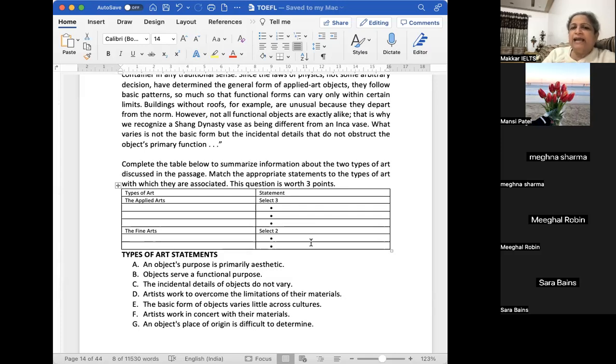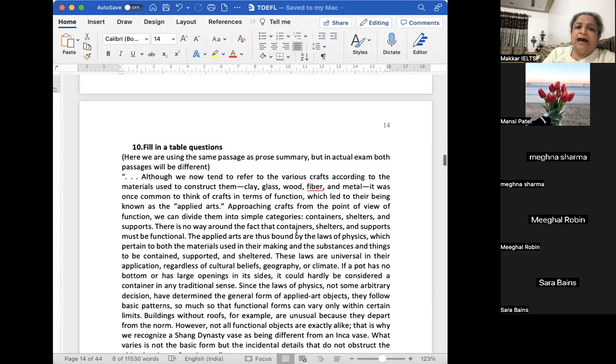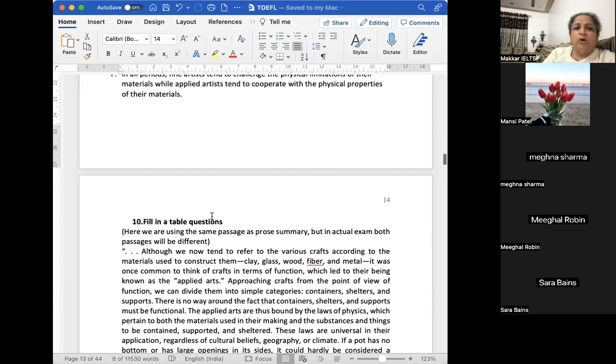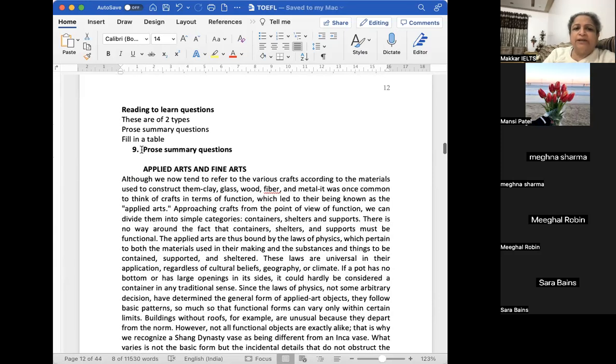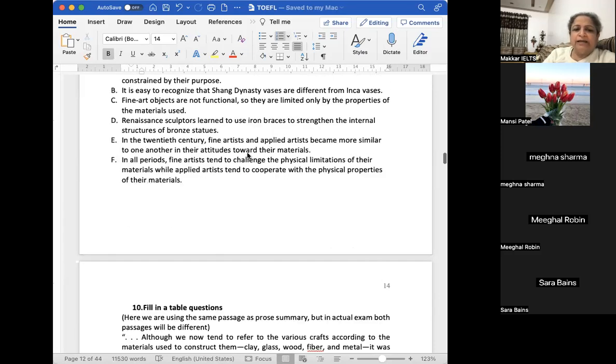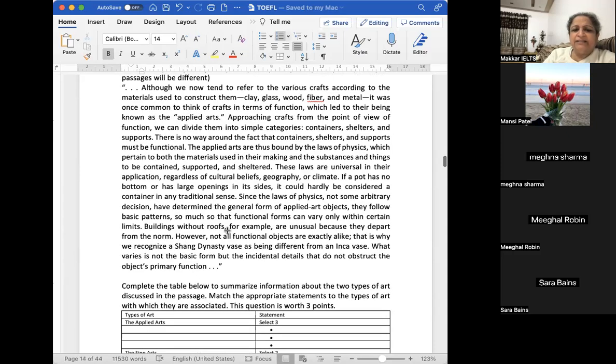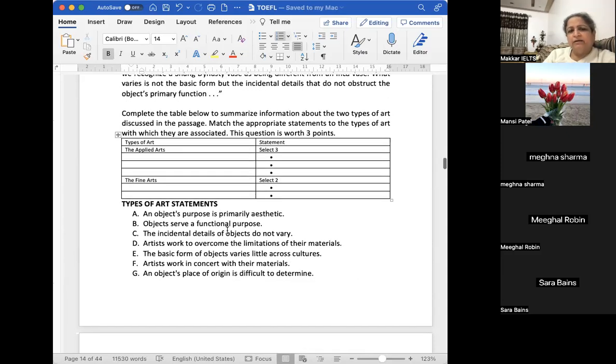Right. So you will get 1 question in the exam. Either it will be fill in the table or it will be this prose summary question. Okay. And if you get this, it will be worth 2 points. If you get that, it will be worth 3 points. But I think fill in the table was relatively easier than the prose summary. So anyways, this is it.